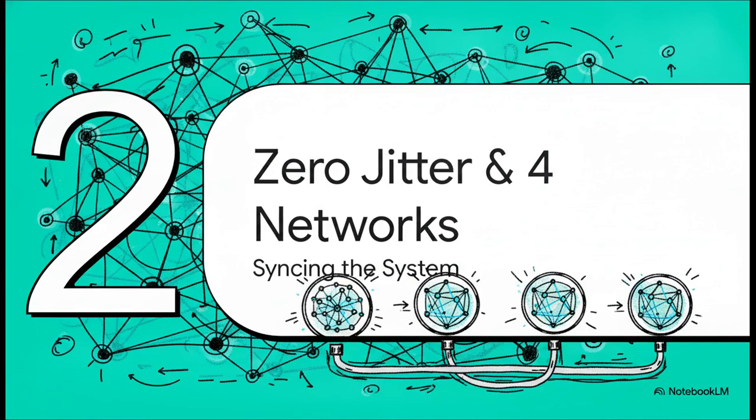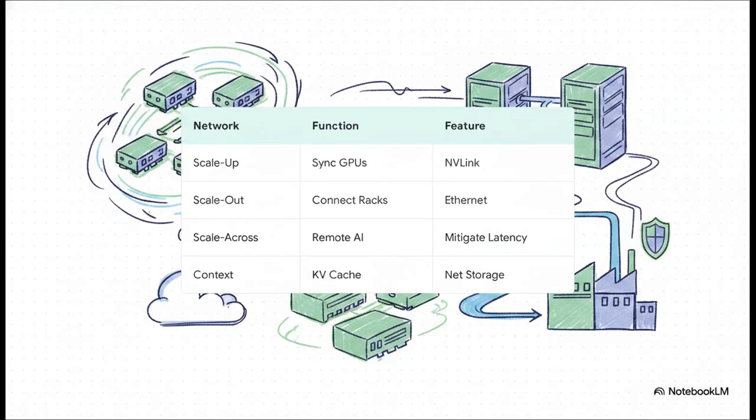Section 2. Zero jitter and 4 networks. Now, to actually achieve that zero jitter holy grail at scale, an AI factory's nervous system relies on 4 very distinct networks working together. First up, you have the scale-up network. This is all about syncing local GPUs into a single unit using extreme high-bandwidth connections like NVLink.